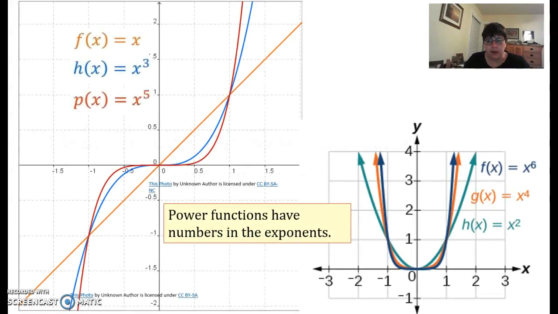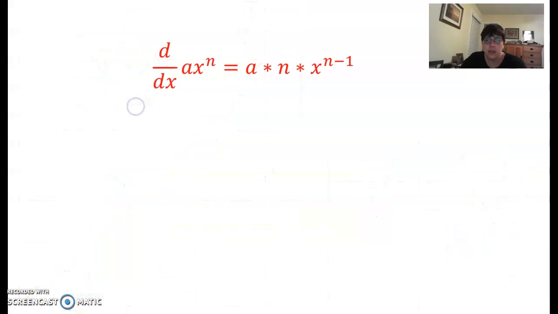Now, you're used to power functions. Power functions have the variable on the bottom, or the base, and the exponent itself is a number. It raises it to a power. It tells us how many times to multiply. So this one would be x times x times x times x times x. It's 5 multiplications. And we have the rule that a constant times x raised to some power is the constant multiplied by the power times the x raised to the n minus 1 power.